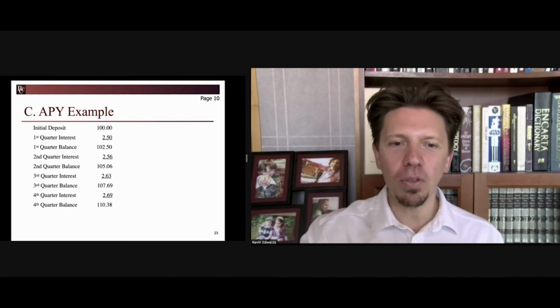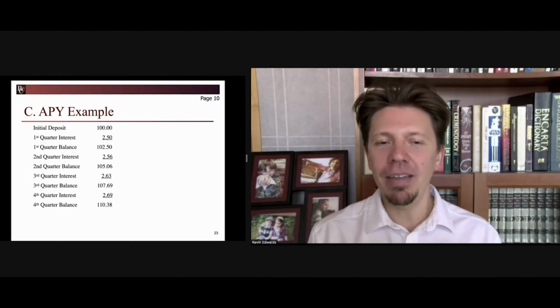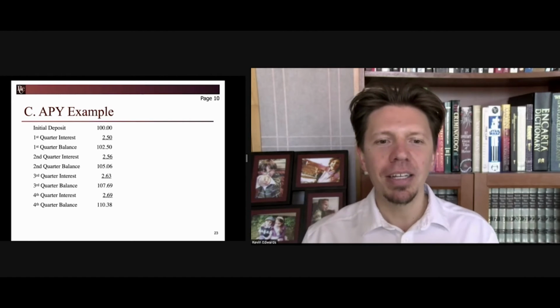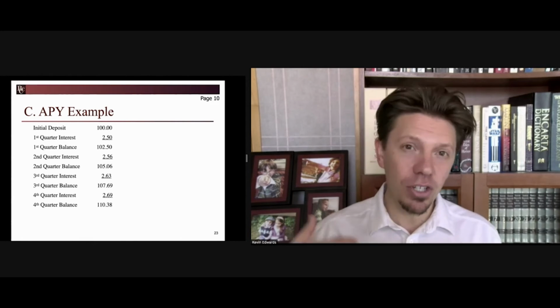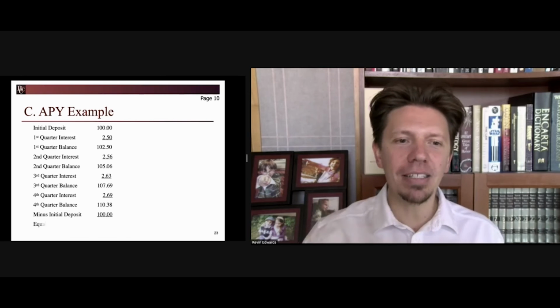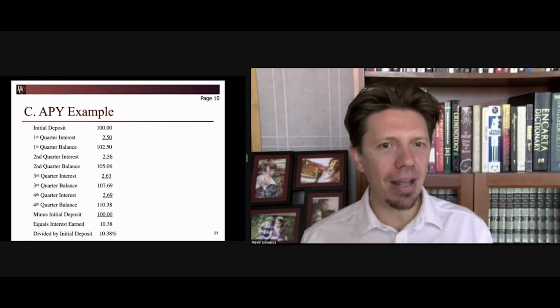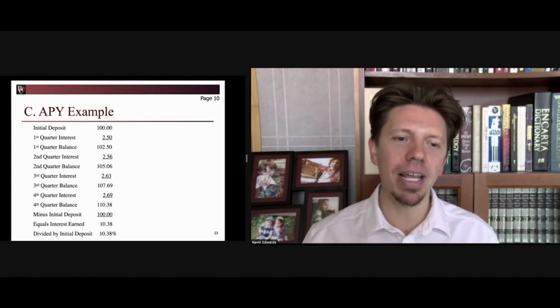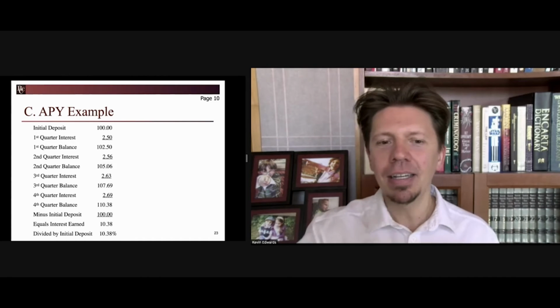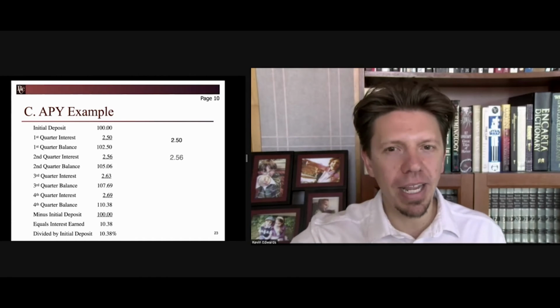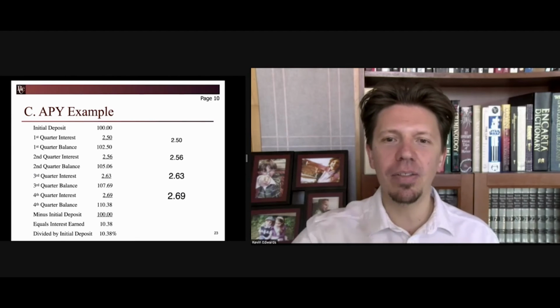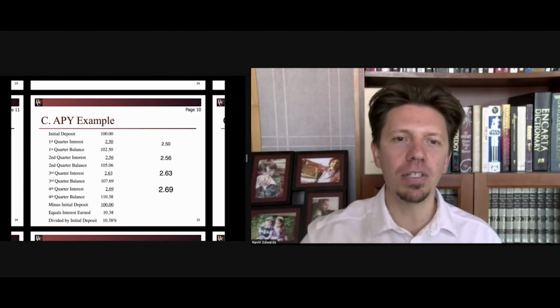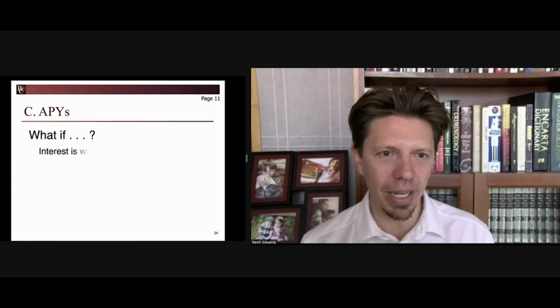So by the fourth quarter, even though it's a 10% interest rate, you see that they've actually made $10.38 as opposed to just $10. So even though the interest rate is 10%, the APY is the 10.38. And it's because, as we're seeing on the screen there, the amounts are increasing over time, and that gets calculated into it.